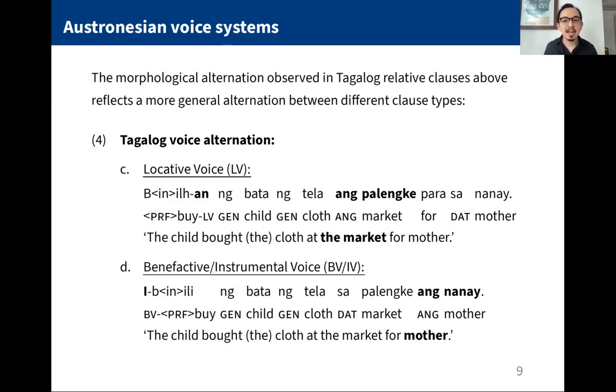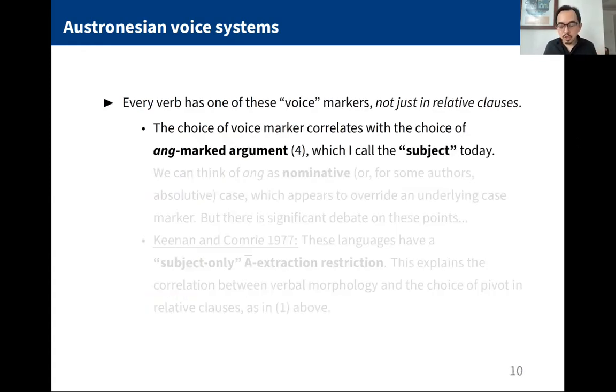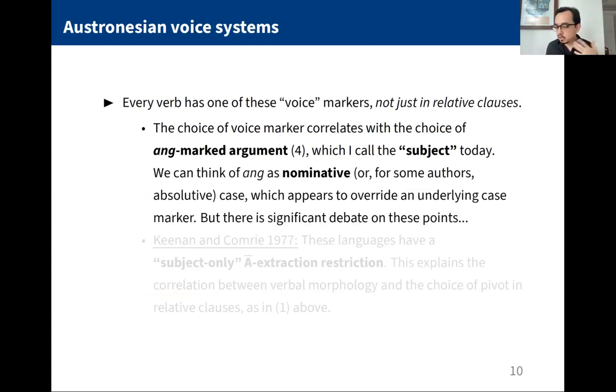But it's not an accident that, because of this parallel to active-passive voice alternations, this has traditionally been called voice in this literature. So just to clarify, every verb, basically, in any type of clause in Tagalog, has one of these voice markers. It's crucially not just in relative clauses. As I introduced, the choice of voice marker correlates with the choice of unmarked argument, which here I'll call the subject in scare quotes. In terms of an analysis, we could think of ang as a kind of nominative case, or for some authors, an absolutive case, which appears to override an underlying case marker. That's one way to think about it. There are others, and we'll come back to another very different approach at the end.